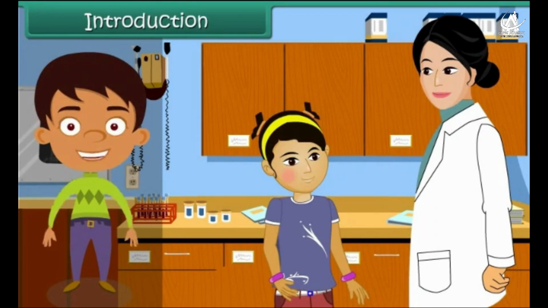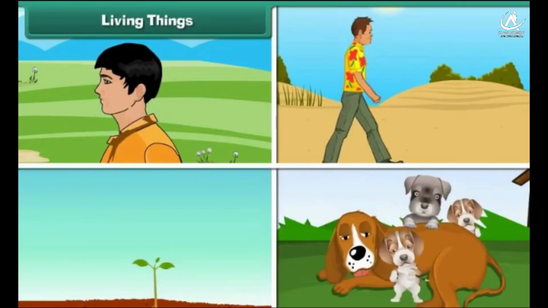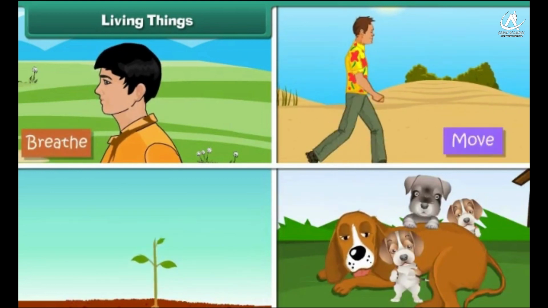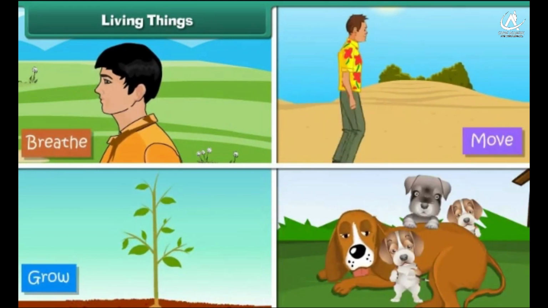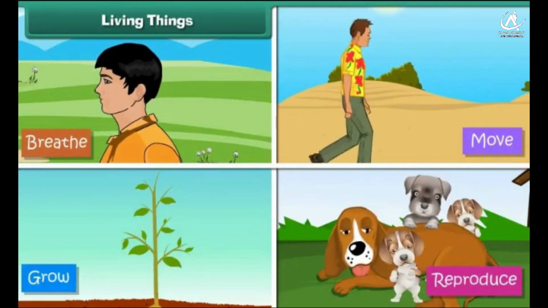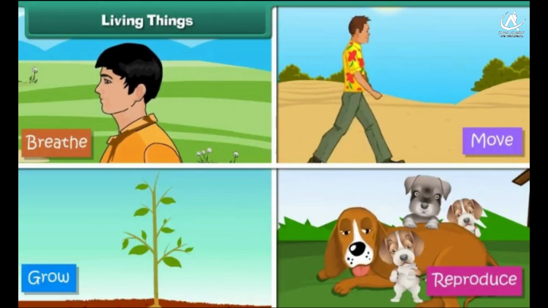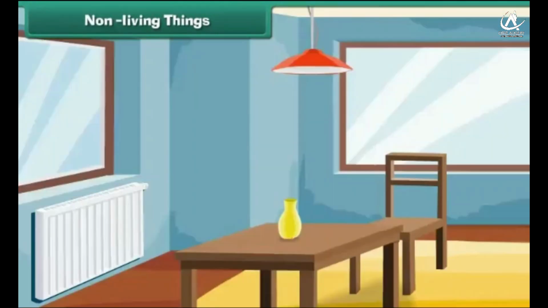In this lesson, you will learn more about the living things and their characteristics. Living things. Living things breathe, move, grow, and reproduce. Living things have sensation. They eat food and remove waste.